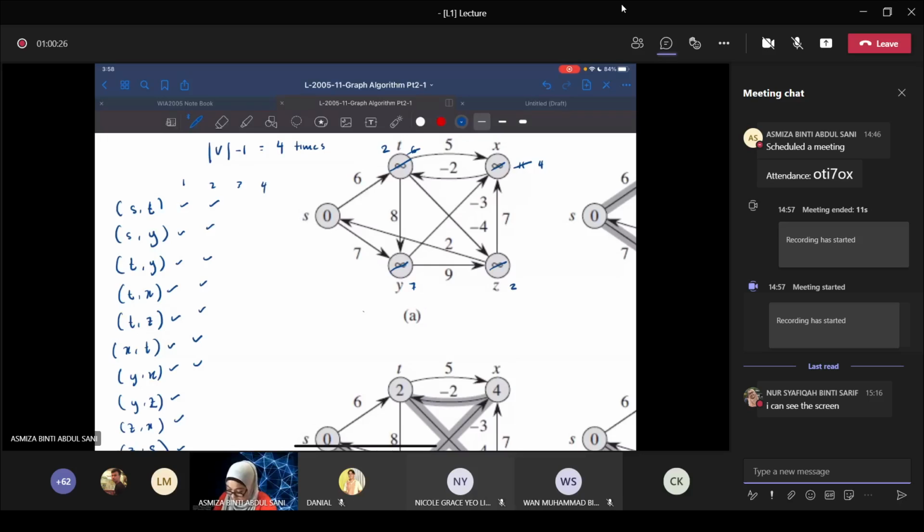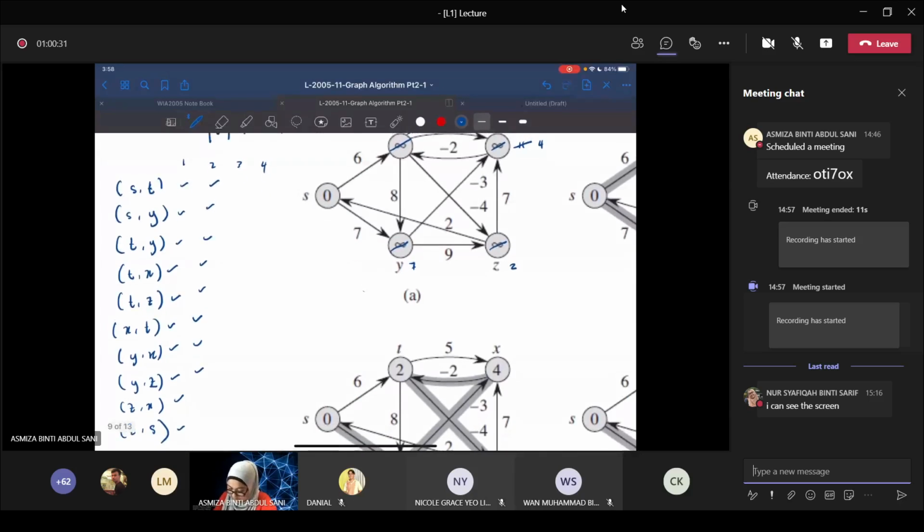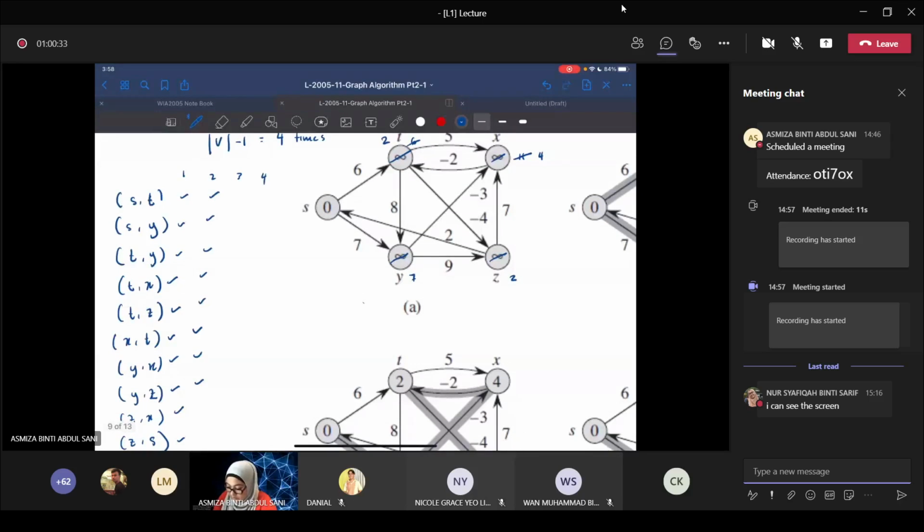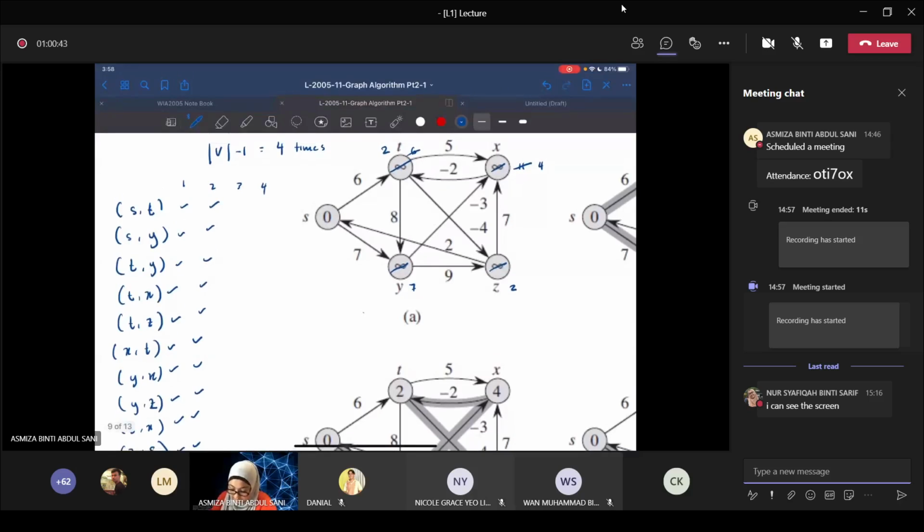YZ now 7, this one is still smallest, we're not going to update that. ZX, so Z 2 plus 7, 9, so we're not going to do anything. This one also we're not going to do anything. That is for the second one. We're going to do the third one again, do the same thing by going through the list. So as going to T, we know that we can actually reach T with distance 2, therefore we're not going to update. SY, we're not going to update that one as well.